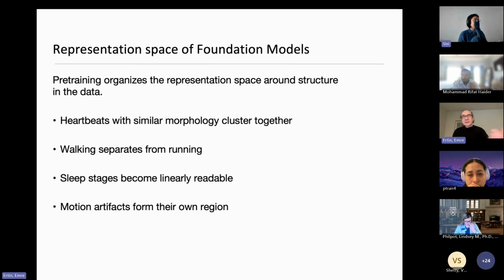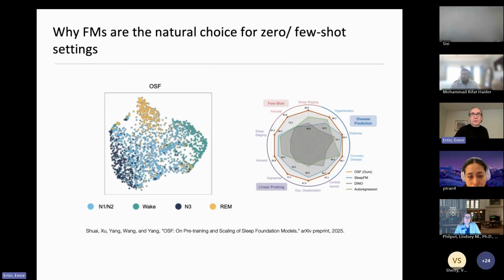So heartbeats with similar morphology cluster together. If people are walking, their signatures map to a different place than people who are running. The sleep stages, whether I am in deep sleep, the REM sleep, etc., should cluster themselves based on the sleep stage I'm in. And hopefully, the motion artifacts should factor out from the system so that my system becomes invariant to those artifacts.